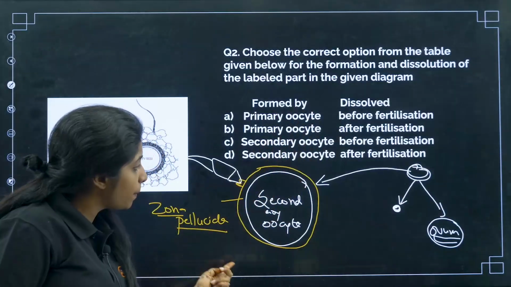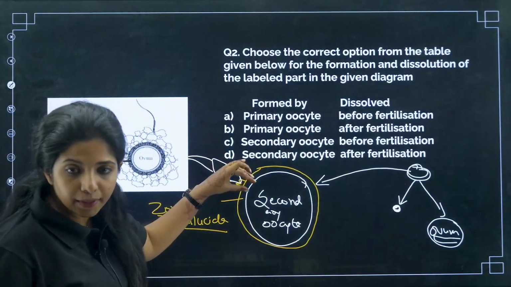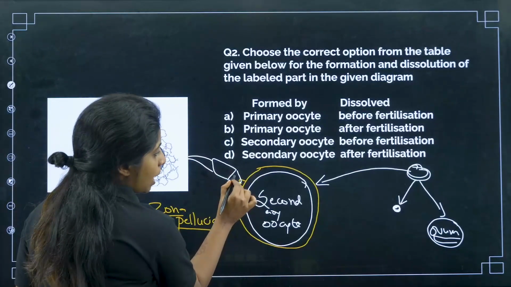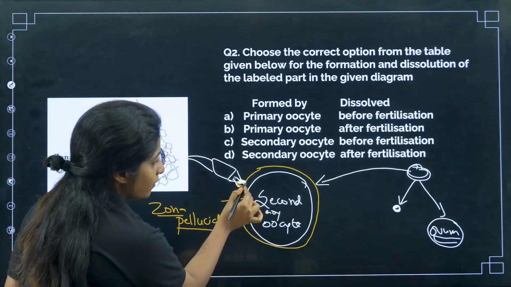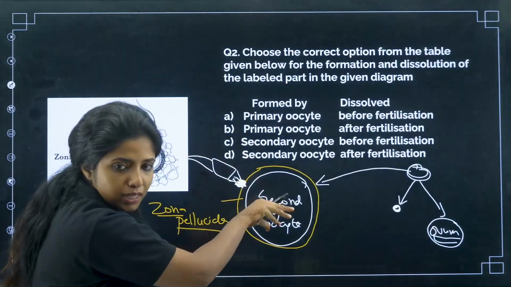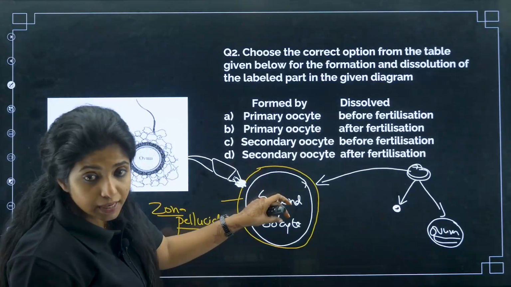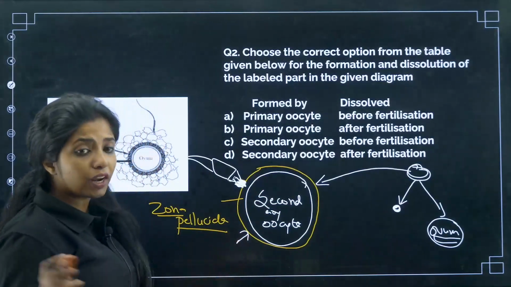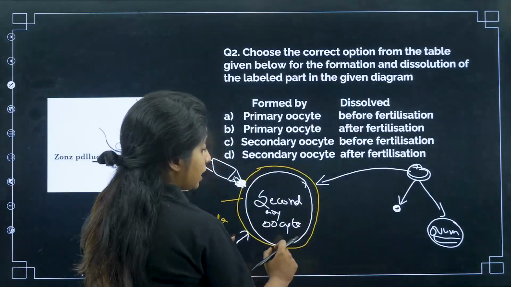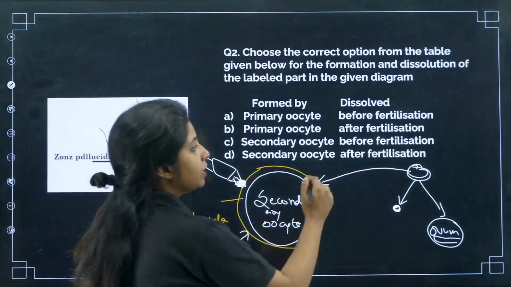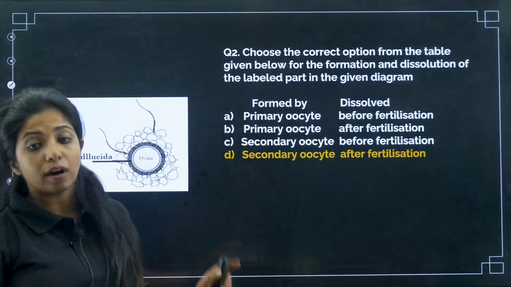Now, when do you think this zona pellucida will be dissolved? It will be dissolved after fertilization, my dear children. Initially the sperm will come in and attack, and when this attachment happens, enzymes in the acrosome of the sperm will be released, clearing some space so that the sperm can get inside. Later there will be certain changes in the zona pellucida when the sperm fuses with the secondary oocyte, such that it does not allow the entry of any other sperms. After some time, the zona pellucida layer slowly dissolves. So dissolution happens after fertilization, and formation is by the secondary oocyte, my dear children. So this becomes your answer.